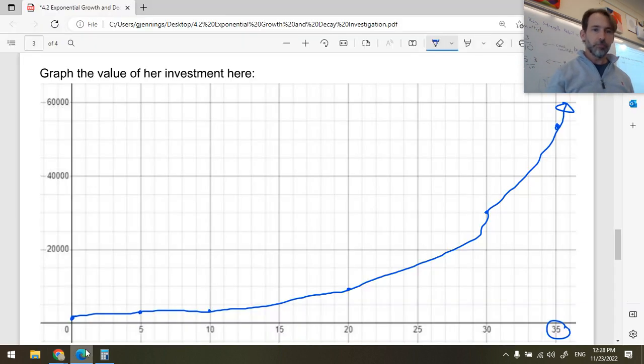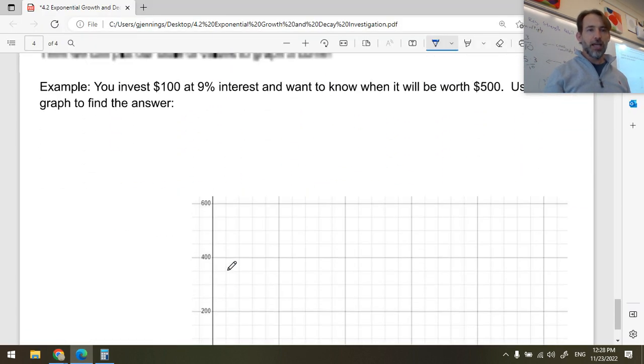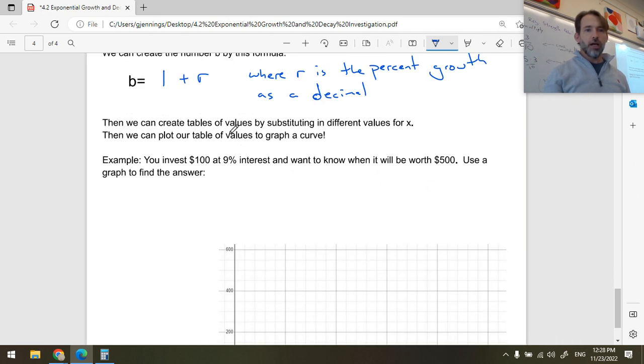Now, what I encourage you to try, working on your own, try to conquer this example. If you invest $100 at 9% interest and you want to know when you'll have $500, use a graph to find the answer. I think your method here is going to be create an equation, use your equation to populate a table of values, graph your table of values, and then find approximately where you're going to have 500 bucks. There's algebraic ways of doing it, but you'll learn them in grade 12.